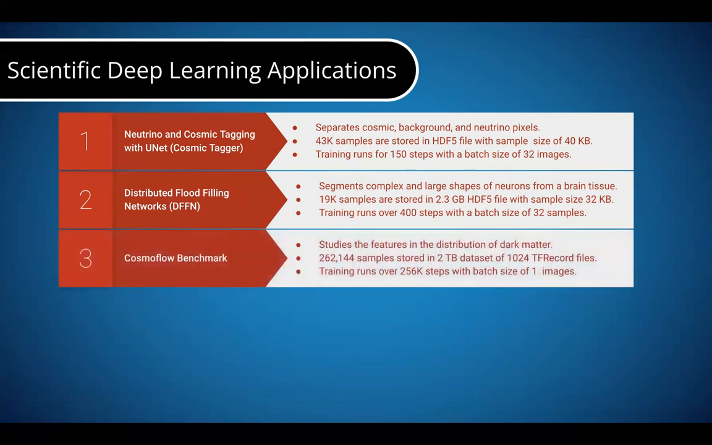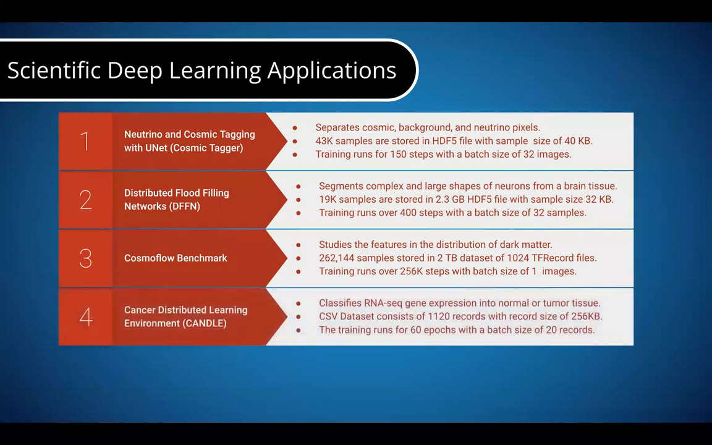Then we looked at a couple of TensorFlow-based applications. One of them was the CosmoFlow Benchmark, which is used in studying the features in the distributed dark matter in the universe. This application is written in TensorFlow with a 2 terabyte dataset present in TF record format. The dataset consists of 256K samples spread across 1,000 TF record files. And the training runs over 256K steps with one image in each training step.